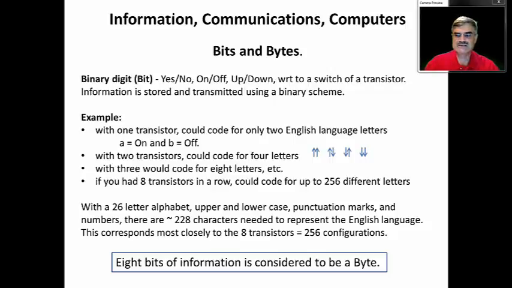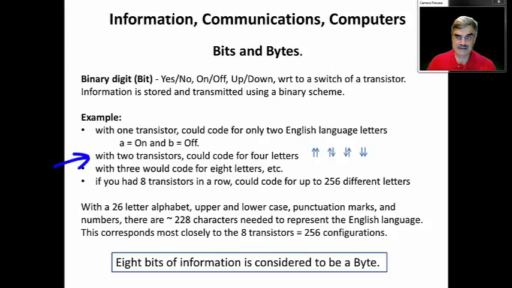If you had one transistor, it could code for only 2 English letters. That is, if the electrons were on one side of the transistor interface or the other, it could be either on or off. This could represent either an A if this transistor switch is on, or B if the transistor switch is off. Well, clearly we have more letters in our English alphabet than A and B.